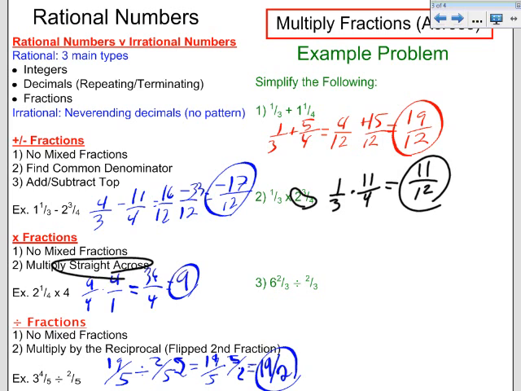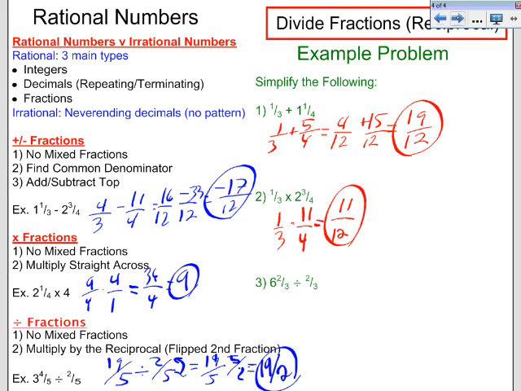Now the next example, this is dividing fractions. So remember, multiply by the reciprocal, and reciprocal just means flip the second fraction. So in this case, we're going to make it improper. So 6 times 3 is 18, plus 2 extra is 20. 20 over 3 divided by 2/3. Now you flip the second fraction and multiply straight across. So that will give you 20 over 3 times 3 over 20.